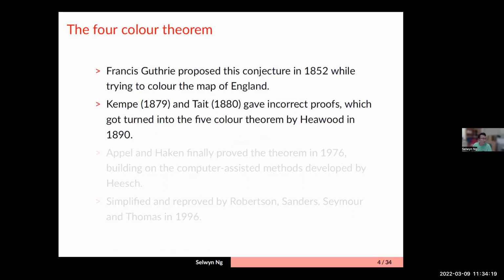The story goes that the problem, as far as is known, can be traced back to Guthrie, who proposed this conjecture in the 1800s while trying to color the map of England. No one really knows why he was trying to do that, but he was. He gave it to his brother, who then asked his professor, De Morgan, very famous and well-known, who popularized the conjecture at the time. And it took a while for the first incorrect proof to come up.